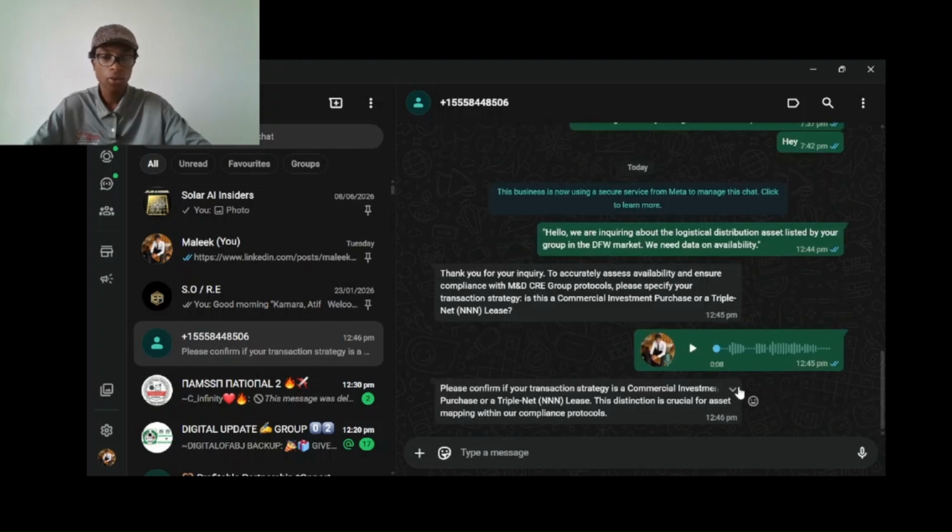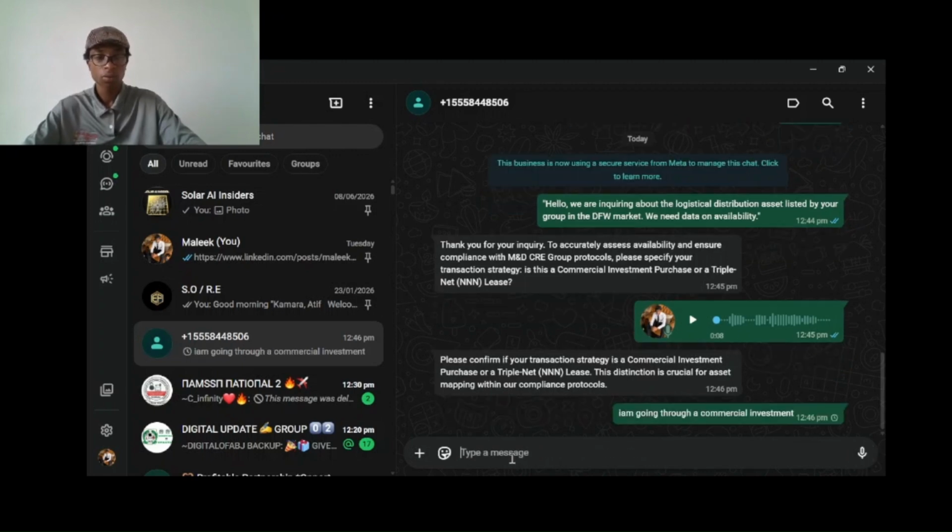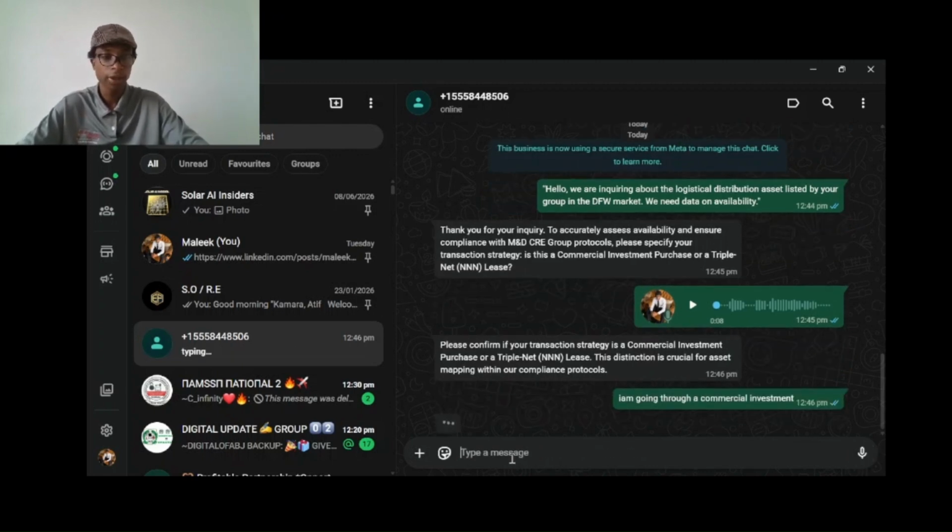So it didn't get my voice note clearly. Right now I'm still going to use a chat, so let's just use a chat. I'm going to say it, and we sent it. Let's see. You can look at the AI agent responding, typing. It's responding. You can take a look at it here.